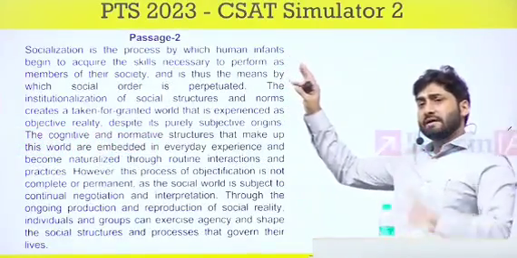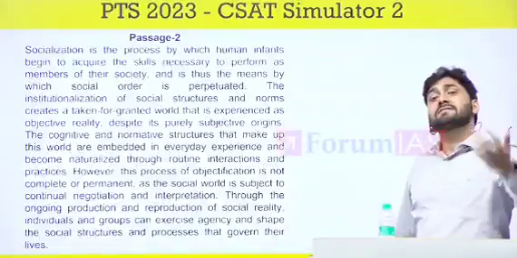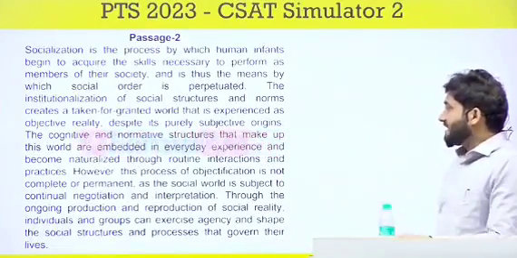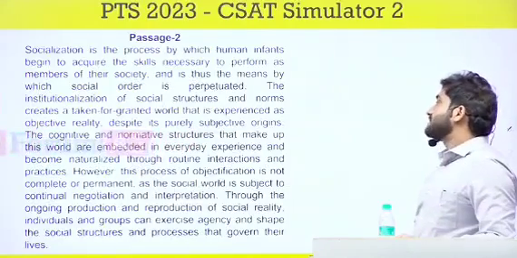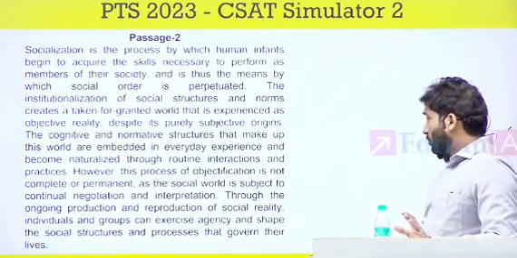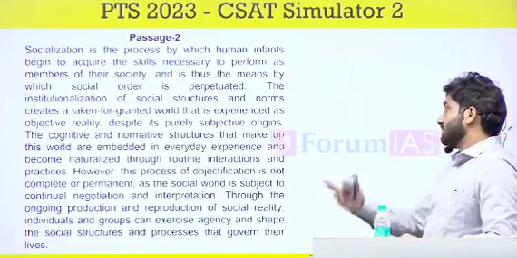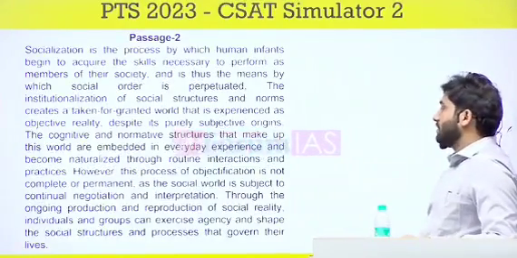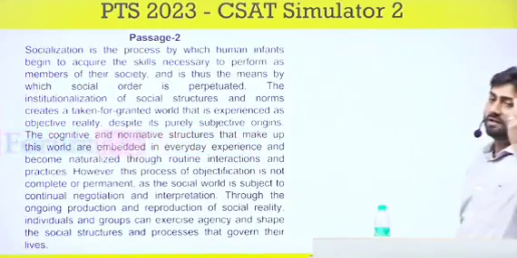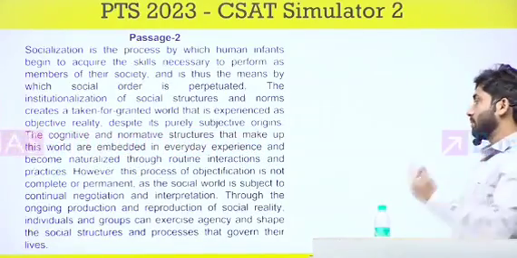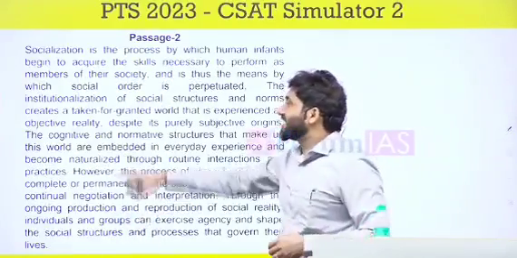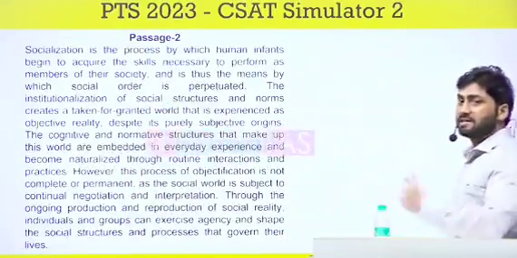Whatever is learned there is not permanent. Even that is very much vulnerable to a lot of adjustments. As it is being said here, complete or permanent, as the social world is subject to continual negotiations and interpretations. Though through the ongoing production and reproduction of social reality, individuals and groups can exercise agency and shape the social structures and processes that govern their lives. So the adaptation process keeps going on due to these interactions. Thus, it has been contrasted from the other learnings, how it gets acquired.